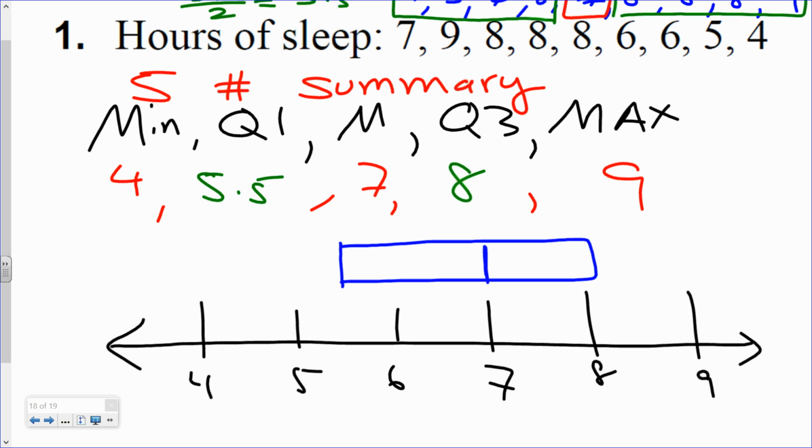Quartile 1 all the way to the minimum is 4. By the way, don't give me arrows. Why not arrows? Yeah, it goes on forever. We're not going to infinity. The minimum is 4. So you have choices. You can put a dot or just a vertical line at 4. And then quartile 3 is where the box ends. We're going to go all the way to the maximum. We're done.